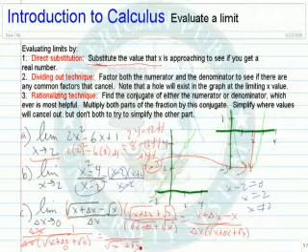But these two are both the same type of radical. They have the same index of 2, and they both have x as the radicand. Therefore, the final answer would be 1 over 2 times the square root of x. And these are three methods that we can use in evaluating a limit.